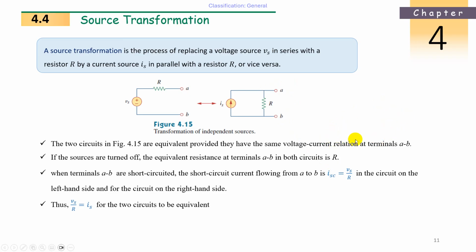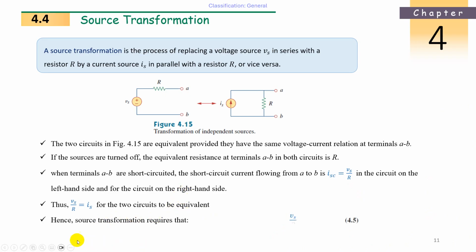First cross check, the voltage current relationship is the same. And the second cross check, when you switch off the sources, the remaining should be the resistance only, that we tested. The third one, when you short circuit the A and B terminal, the current ISC is nothing but your Vs divided by R. Here also when you short circuit A and B, the IS is nothing but Vs by R. So this is how we transform the voltage source with series resistance to a current source with parallel resistance.